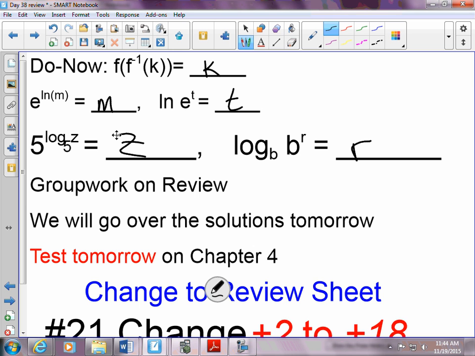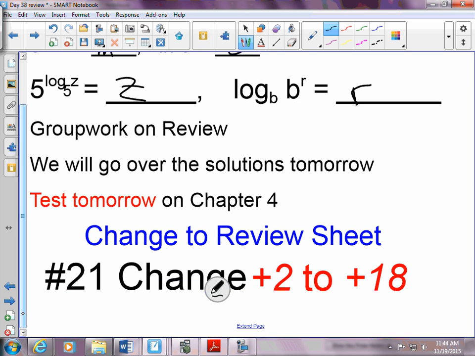That could have helped you, I think, on one of the problems. I think it's number 6 on the review. So we're going to get to the review. The only other thing I said for the kids at home is number 21. If you just change on the review sheet the plus 2 in f of x to plus 18, it works out nice. Okay, so now I'm going to open it up to you guys. What questions do you want to go over?